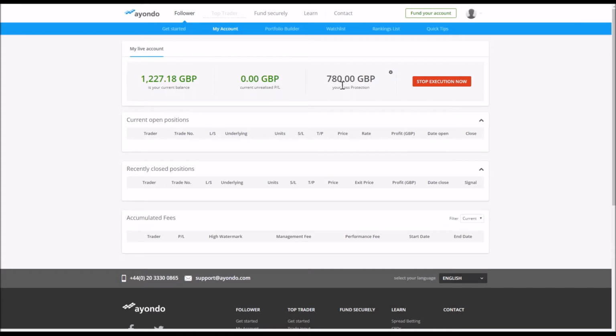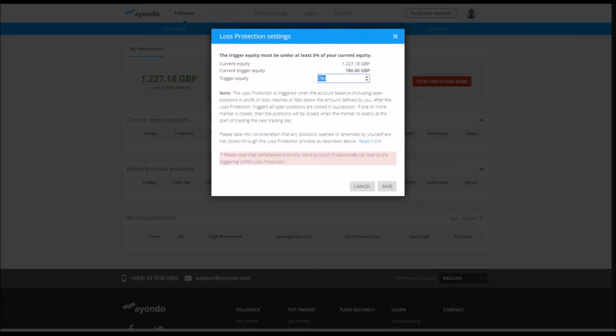So this is the loss protection here. I've got 1,200 quid in this account. But what I can do is set a level and say, well, right, if the balance of my account falls to, let's say, £750, close out all open trades and stop following any new trades. So hopefully that makes sense.